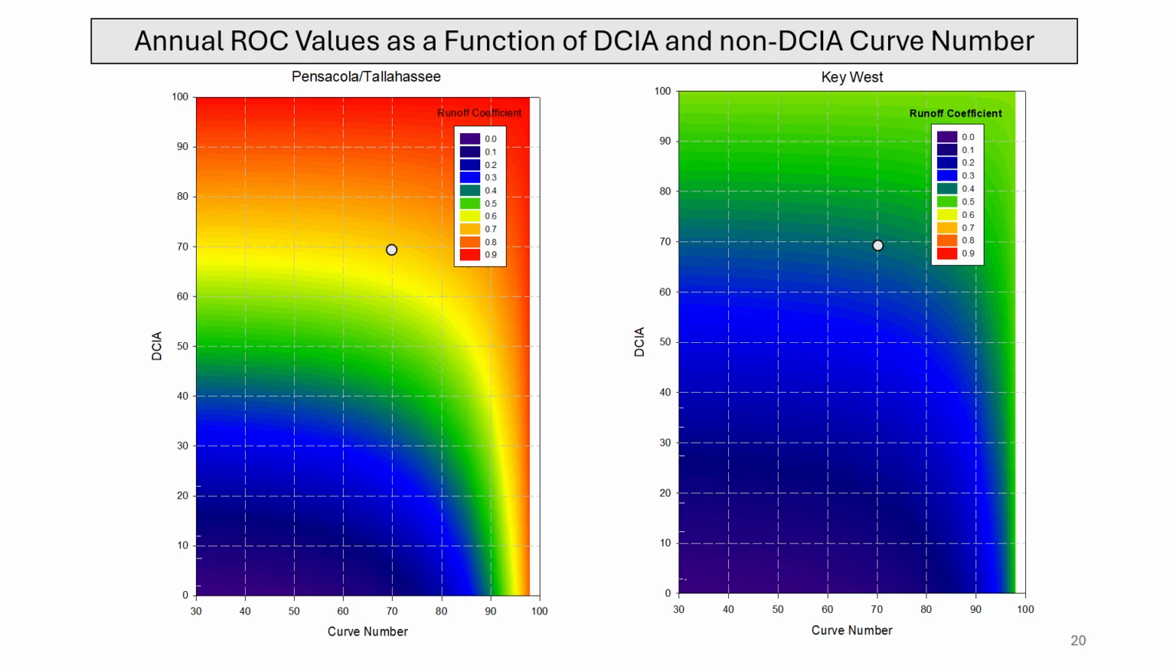To give a specific example, if we consider a scenario with a catchment curve number of 70 and a DCIA value of 70, the annual runoff coefficient in Key West is approximately 0.4. However, for the same conditions in Pensacola, that annual runoff coefficient is considerably higher, at about 0.7. This clearly demonstrates the differing hydrological responses between these two regions.